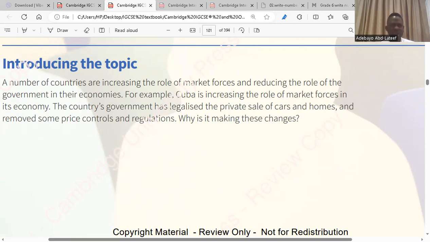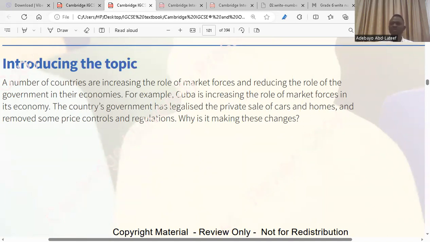Introducing the topic. A number of countries are increasing the role of market forces and reducing the role of government in their economies. For example, Cuba. Cuba was a planned economy, but now there's an introduction of what they are starting to try to change into, the market system. That is the point there. The country's government has legalized the private sale of cars and homes and removed some price controls and regulations.